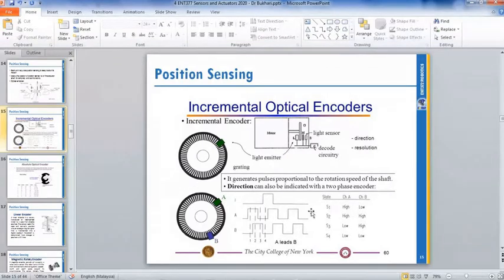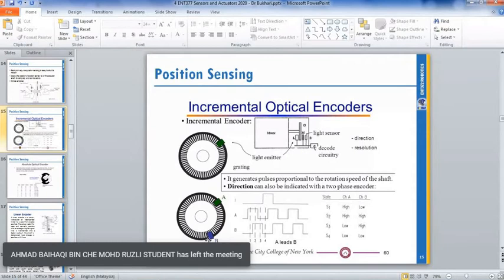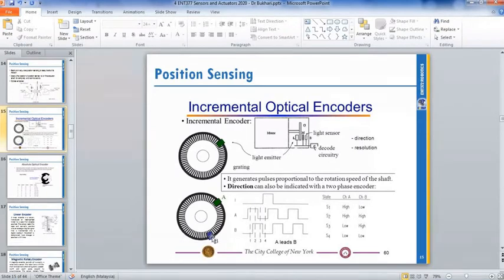If you turn the other way, the sequence here will be the other way around, which means maybe counterclockwise. So if you have two sensors, then you can make a decision. You can detect whether the motor rotates clockwise or counterclockwise. If you have one sensor, then you can only count.